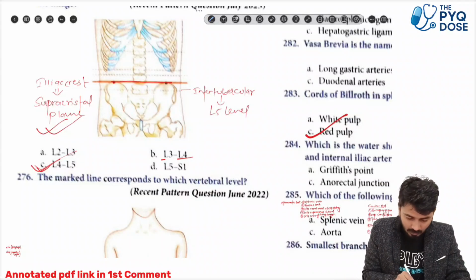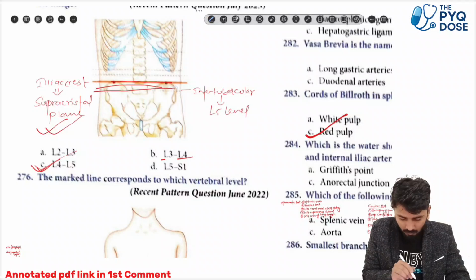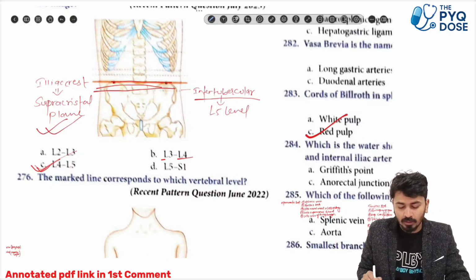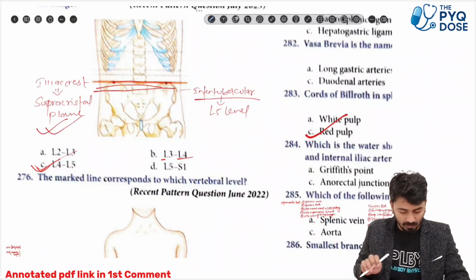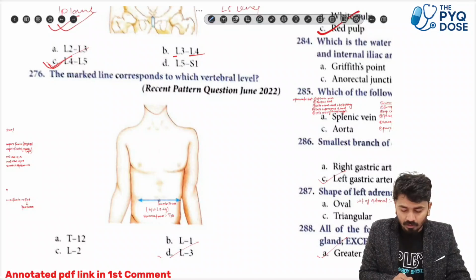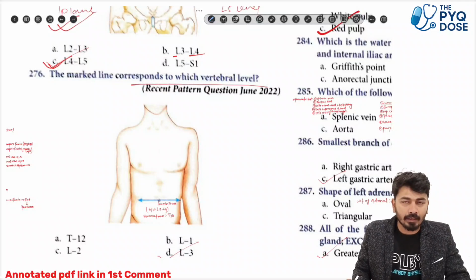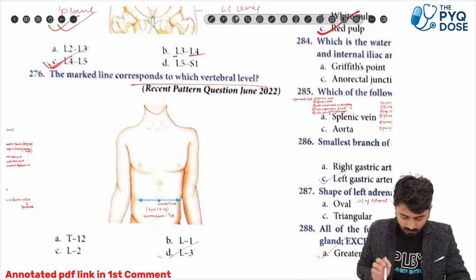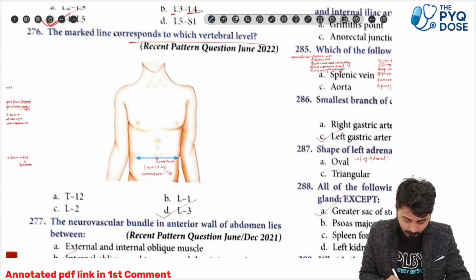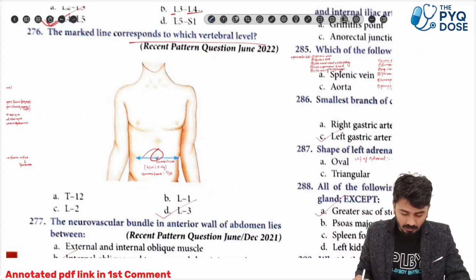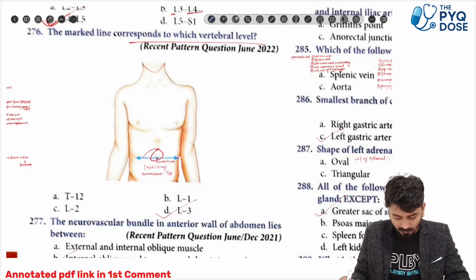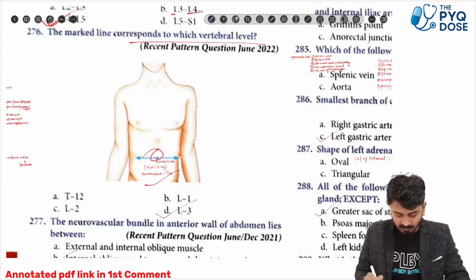This lower line, this line below, is passing here, it is nothing but the intertubercular plane at the level of L5. The marked line corresponds to which vertebral level? Again the same question. This is nothing but the umbilicus. They have marked the umbilicus between L3 and L4. The dermatome is T10, so L3 will be our option here.